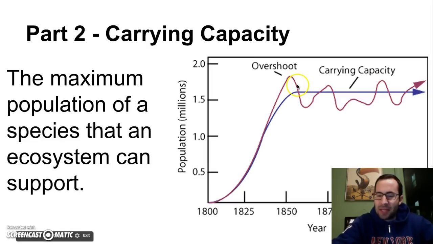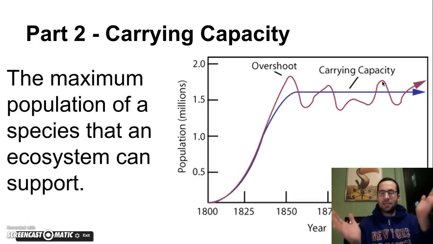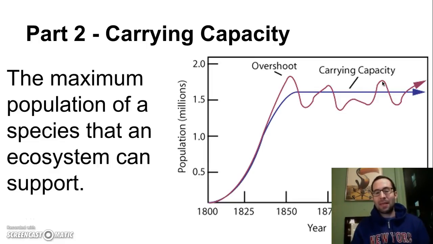Now, the population size doesn't typically drop all the way back down, although sometimes that is the case. It typically kind of goes down, and then when there's enough resources again, it shoots back up. And it goes down, and it shoots back up. It's kind of like this balancing act. Sometimes you may have heard it called dynamic equilibrium.